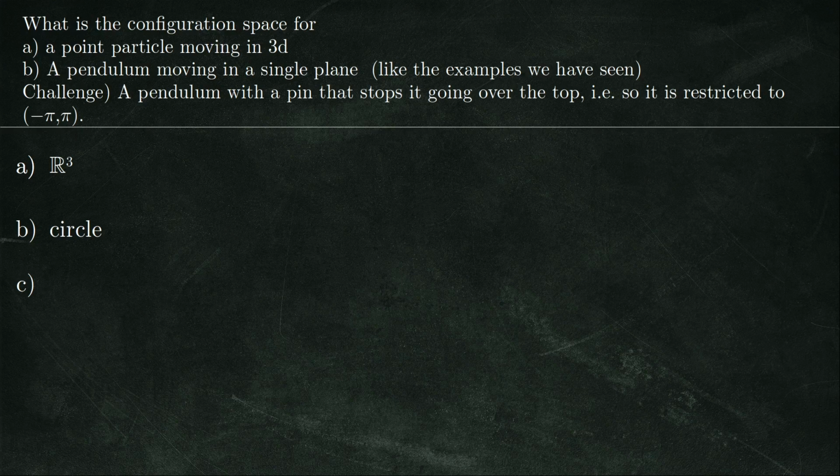And then finally, this is a bit of a challenge. A pendulum with a pin at the top, so it stops it going all the way around. It can only swing from the top and back again. It can't go right the way round. So the configuration space for this is a line segment that goes from minus pi to pi. Because our coordinate can only go from minus pi to pi, it's just a section of the real line.